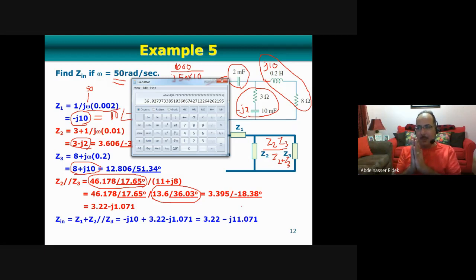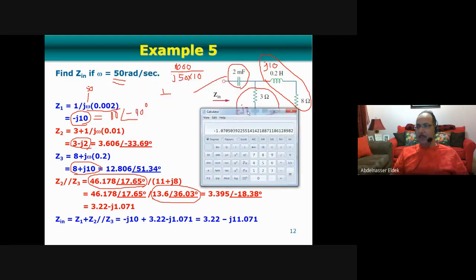Why? Because when I merge Z2 and Z3, I have to add it to Z1. When I add it to Z1, in this case I need real and imaginary. So how do you convert this to real and imaginary? It is cosine of negative 18.38 multiplied by the amplitude, which is 3.395. There it is. So this is the real, 3.22. And then you do the same but with sine of the angle. Sine of negative 18.38, you see, sine negative is negative, multiplied by the amplitude, which is 3.395, equals negative 1.07. So this is the real and imaginary.